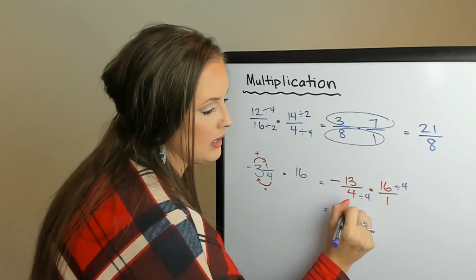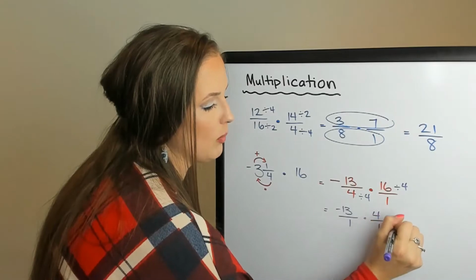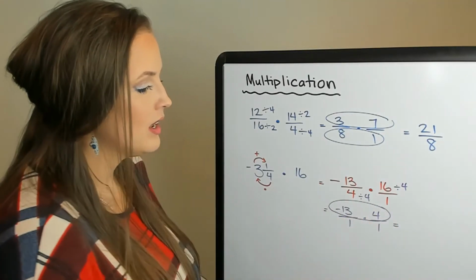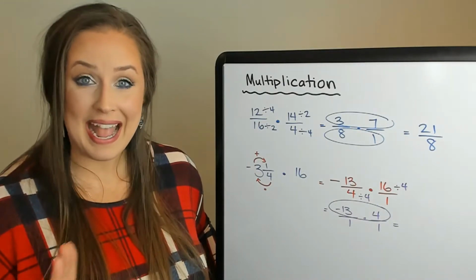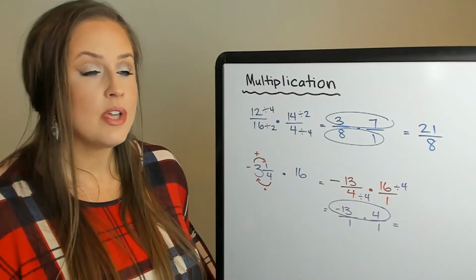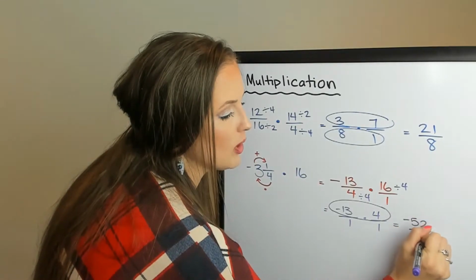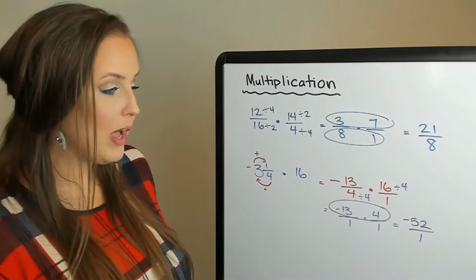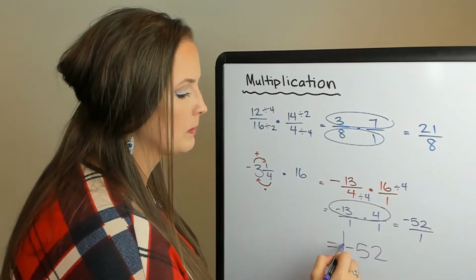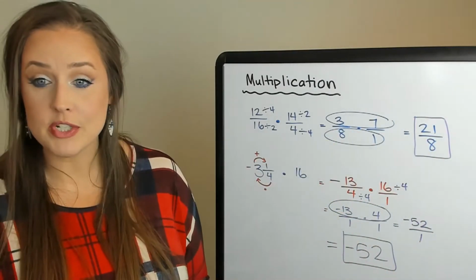So I'm going to write it down here. It'd be negative 13 over 1 multiplied by 4 over 1. So to multiply straight across, negative 13 times 4, using that trick I taught you earlier to multiply anything by 4, just double. So 13 doubled would be 26, doubled would be 52. So this would be negative 52 over 1, and any number divided by 1 is just itself. So our ultimate answer is negative 52. So we got 21 over 8 on this one, and negative 52 on this one.